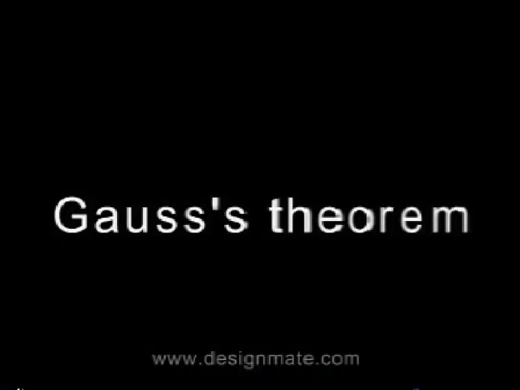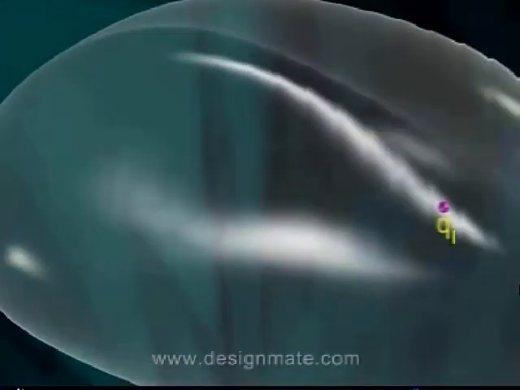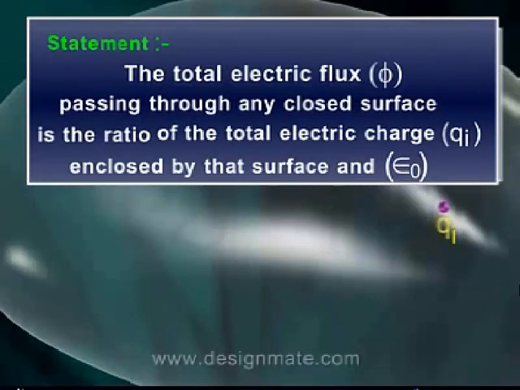Gauss's theorem. The total electric flux passing through any closed surface is the ratio of the total electric charge enclosed by that surface and epsilon 0.